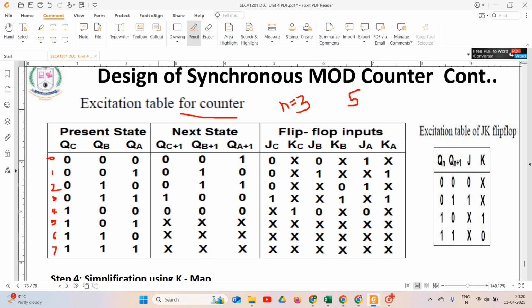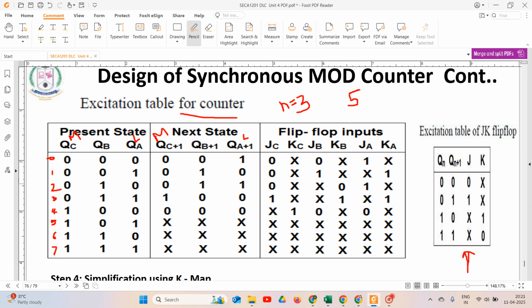This is your present state. QC plus 1, QB plus 1, QA plus 1 is your next state. This is your LSB, this is your MSB. Similarly, this is your LSB and this is your MSB. Just refer to the excitation table of the JK flip-flop. You know it very well; we have discussed it while discussing the JK flip-flop. Your present state is 0 and next state is also 0, so you have to find out what the input is.